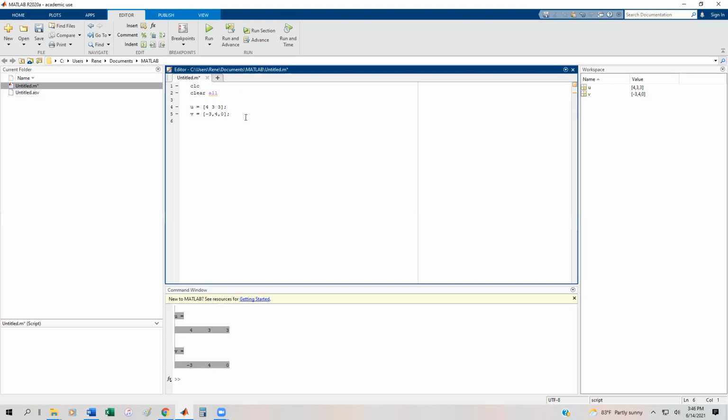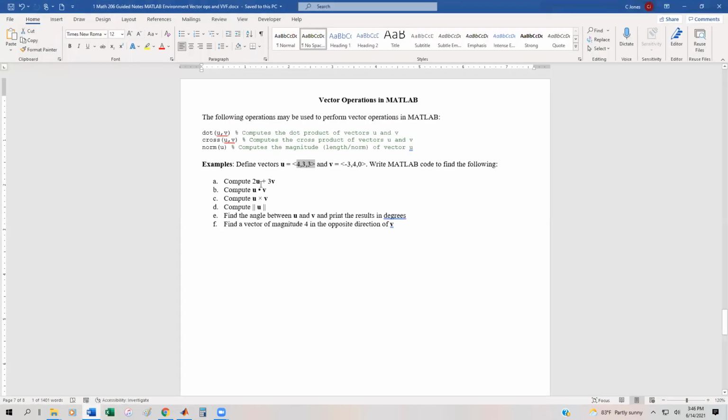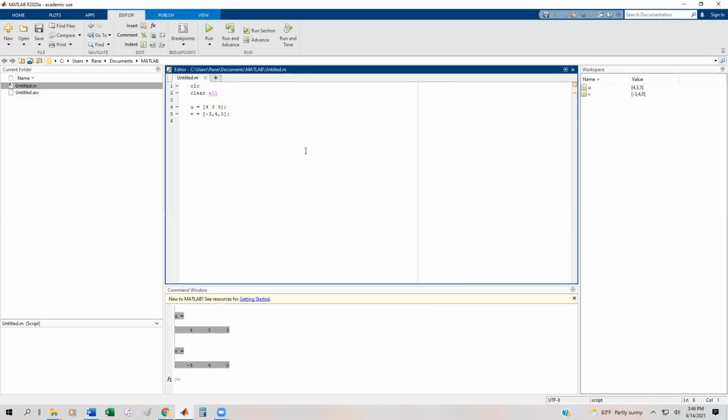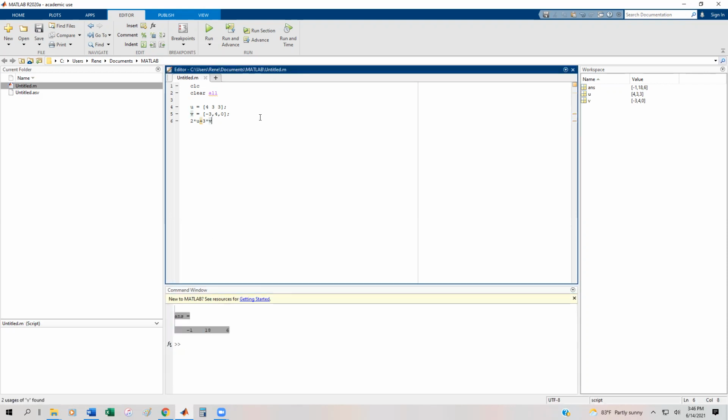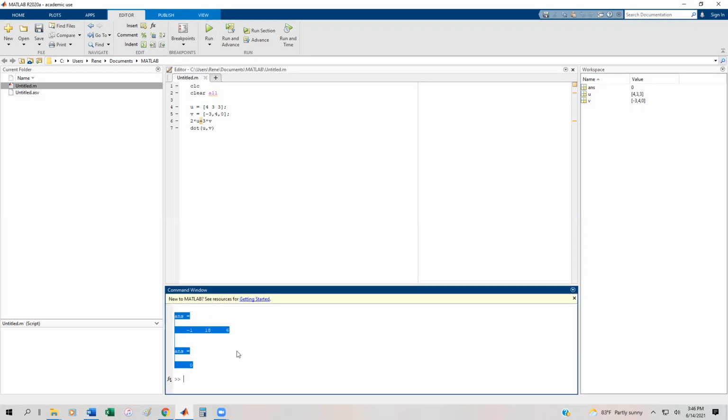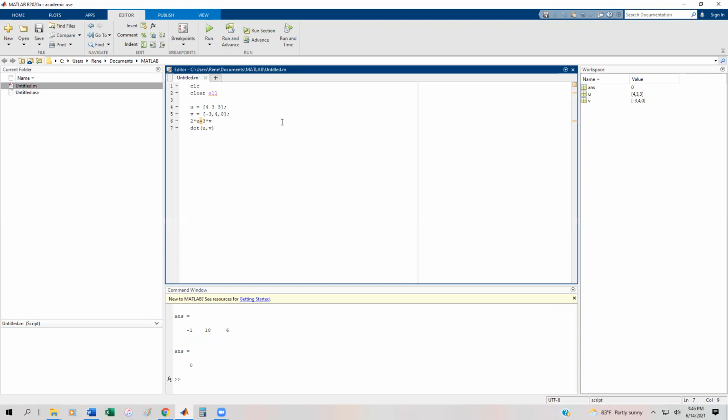All right, so we need 2U plus 3V. And this is actually really easy to do because all we're going to do is just say 2 times U plus 3 times V, and we're just going to run it. And there it is. There's the vector 2 times U plus 3 times V. Nice and easy. If we want the dot product, we're going to say dot(U,V). And of course, we could do this by hand, and we end up with a dot product of 0. If we want to, we can assign them to variables, but let's just go ahead and do the output.